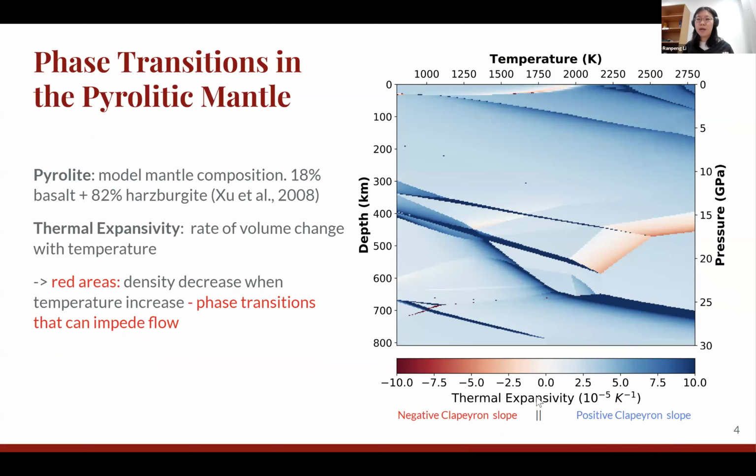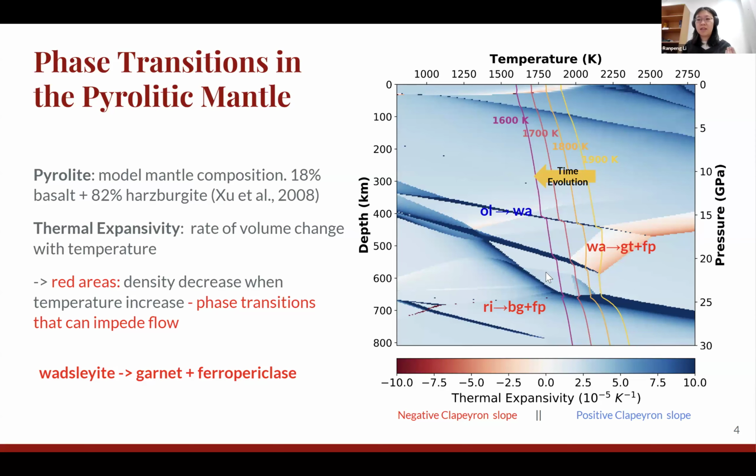And as Earth cools over time from a higher adiabat to a lower one, it's moving away from this phase transition, and this can maybe cause a change in the convection style.